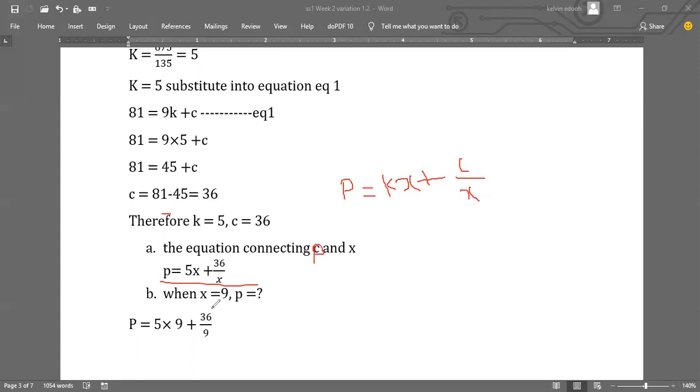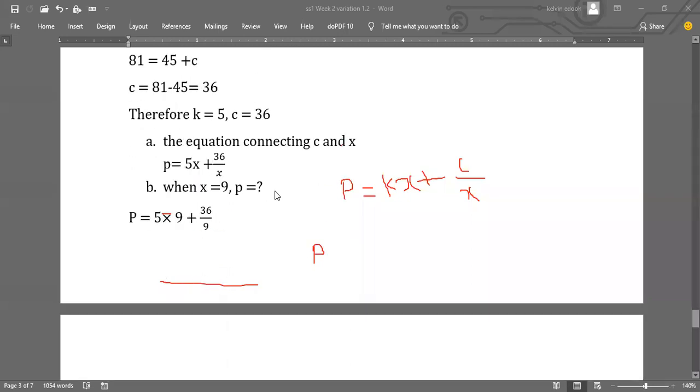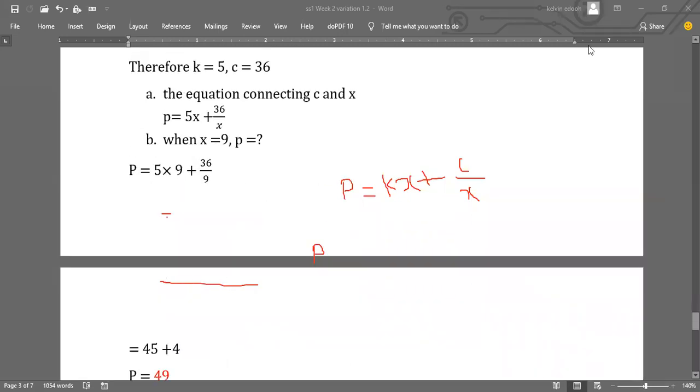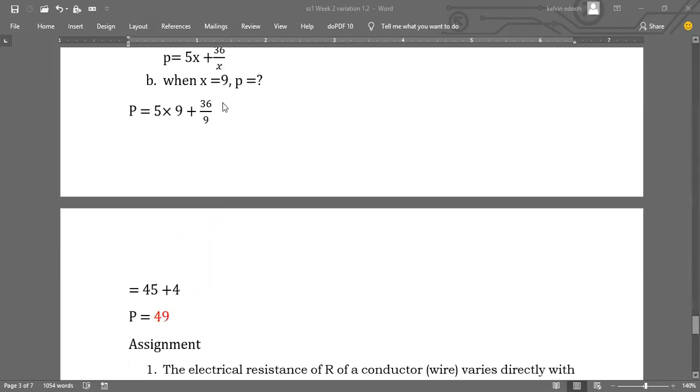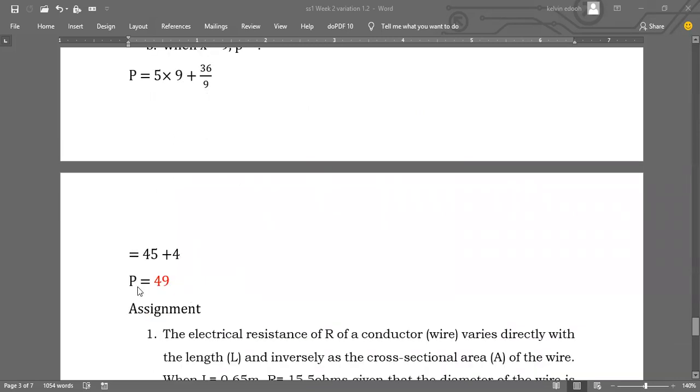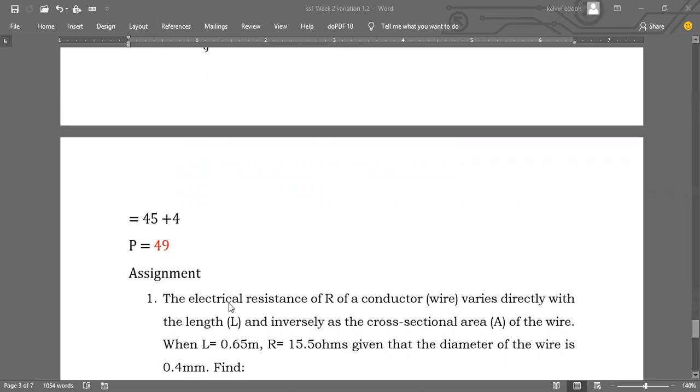Second question, we are asked to find P when x is 9. So if you do that, we'll be having P equals 5 times x, and x is 9, plus 36 over x, and x is 9. If you simplify that, 9 times 5 is 45, and 36 over 9 is 4. So P is equal to 49.